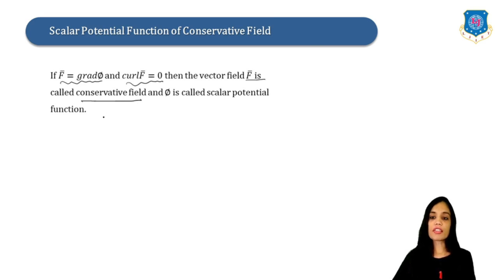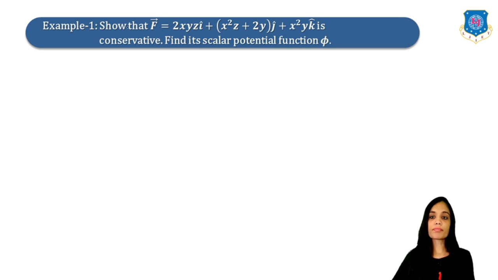Okay, so let us understand this using examples. We have to show that f bar is equal to 2xyz i cap plus (x square z plus 2y) j cap plus x square y k cap is conservative. We have to also find its scalar potential function phi.